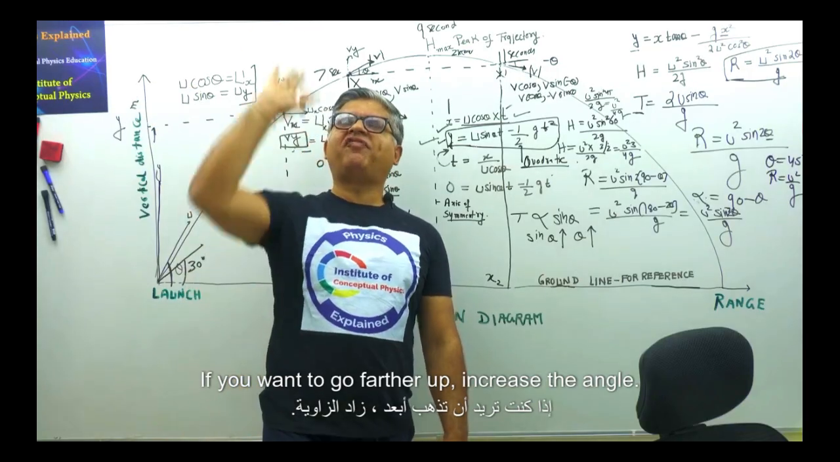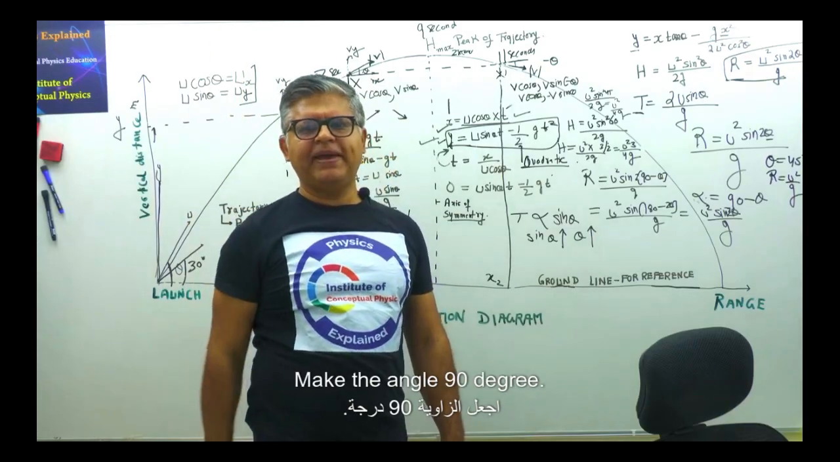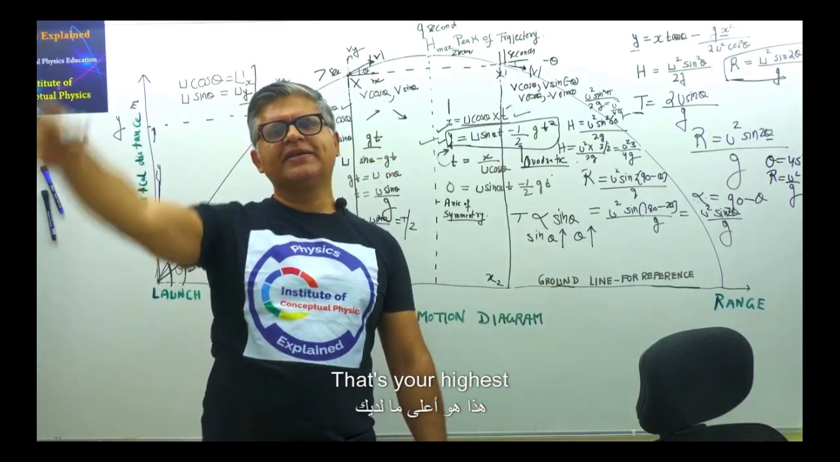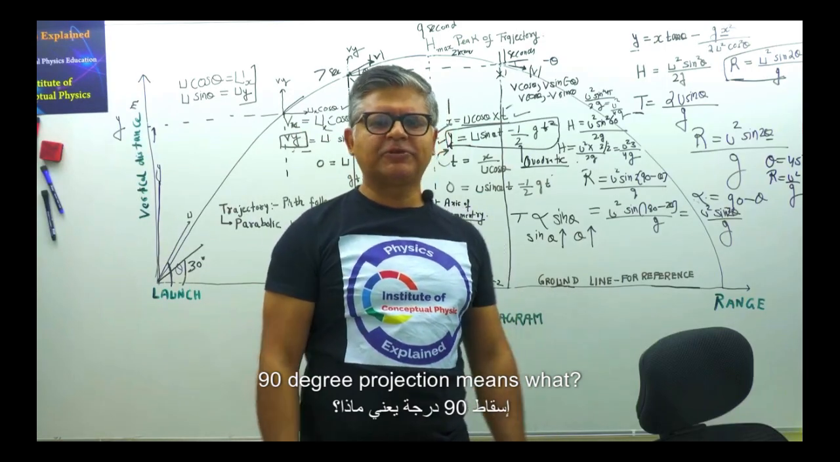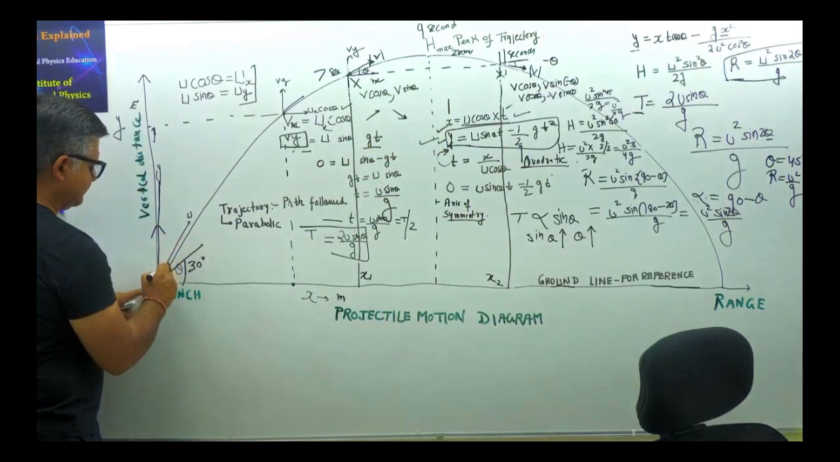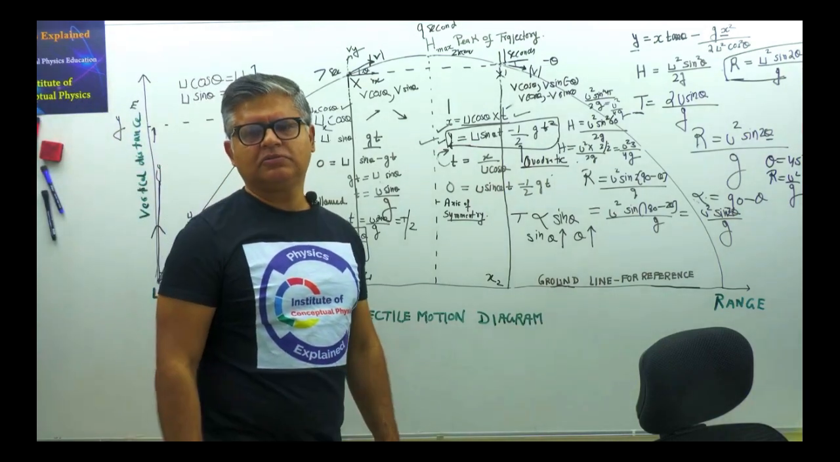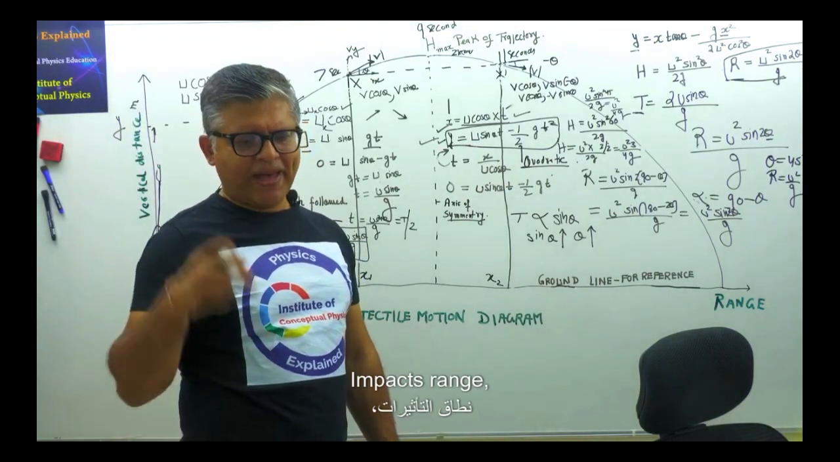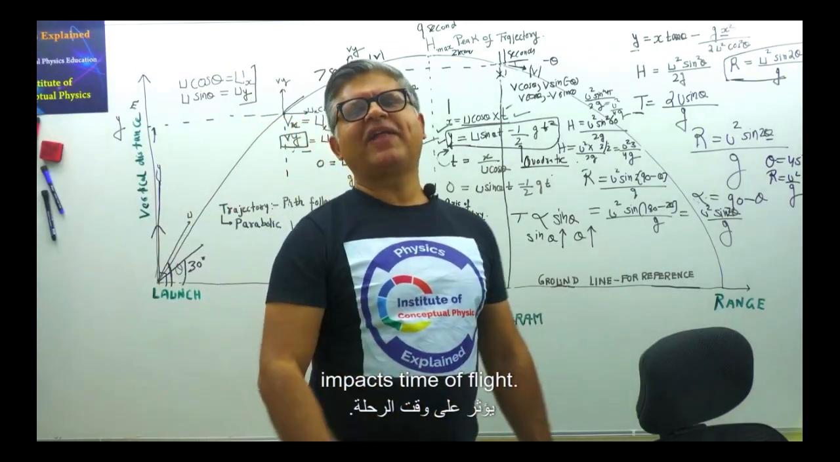If you want to go farther up, increase the angle. Keep increasing the angle. Make the angle 90 degree. That's your highest motion only in y-axis. 90-degree projection means what? This angle becomes this angle. Angle is very powerful. Impacts range, impacts time of flight.